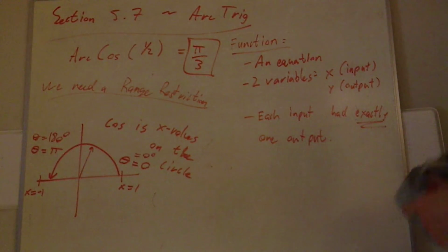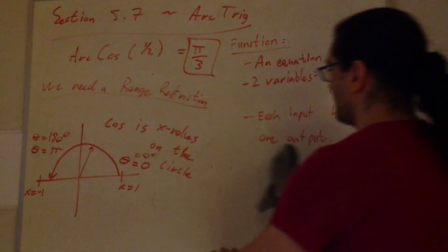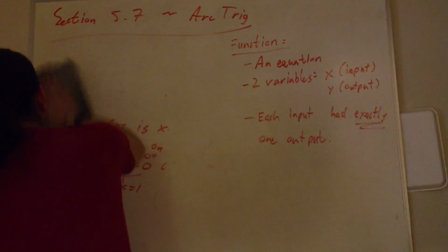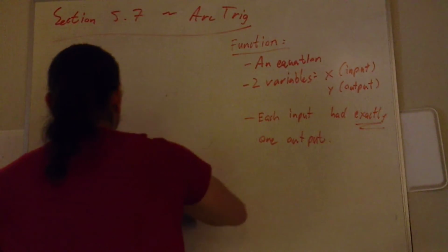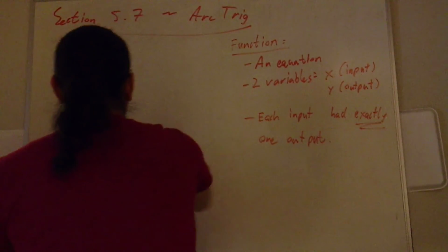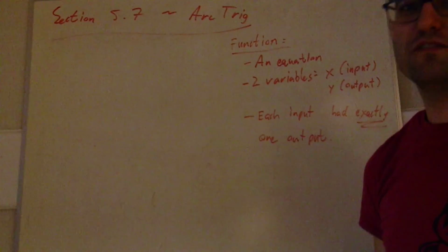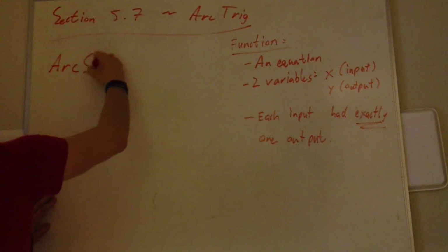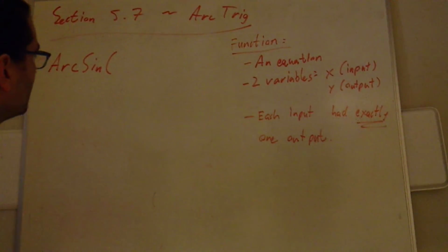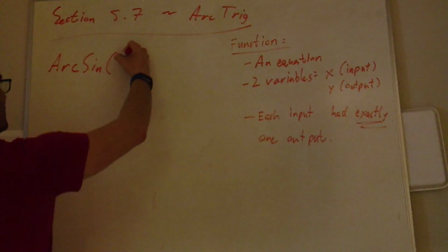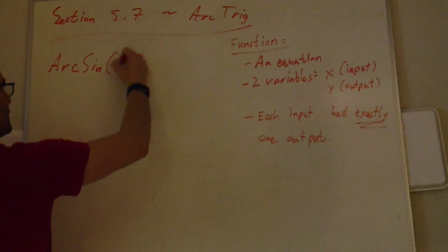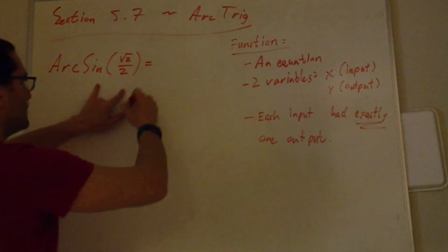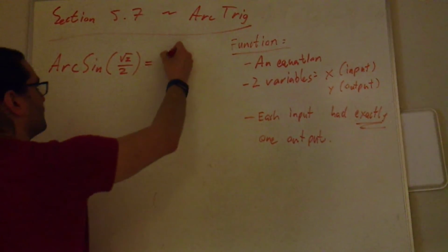Next, we need to talk about arc sines, because they have the same problem. But we're going to solve it in a very slightly different way. The example I used before was arc sine of root 2 over 2, and we'll still use that one. This is a good one to go with. So we said earlier that the arc sine of root 2 over 2 should be pi over 4.